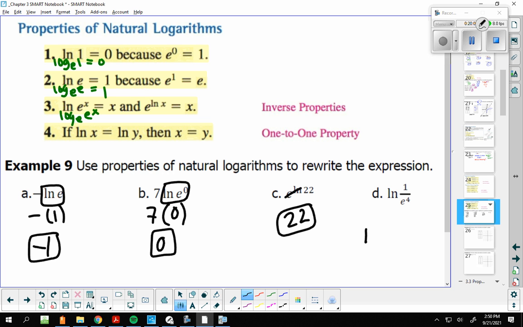And here, I'm going to change this into e to the negative 4th, so that we don't have a fraction. And just like we did for b, this is just negative 4. If you want to think of it as ln of e as canceling, you can. They're not really canceling, because ln of e is just 1. Right, so you can kind of think of it like that if you want to.